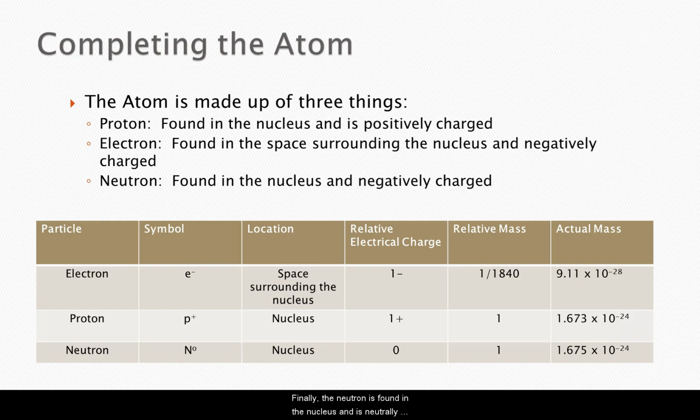Finally, the neutron is found in the nucleus and is neutrally charged. The neutron is abbreviated N to the 0, with a relative electrical charge of 0, a relative mass of 1, and an actual mass of 1.673 times 10 to the -24th grams.